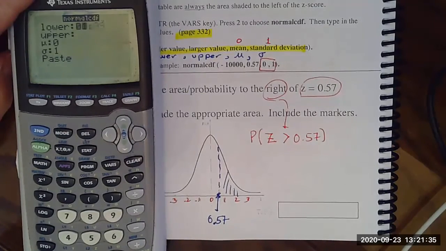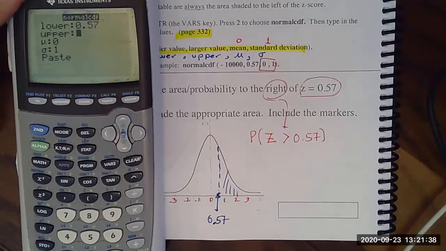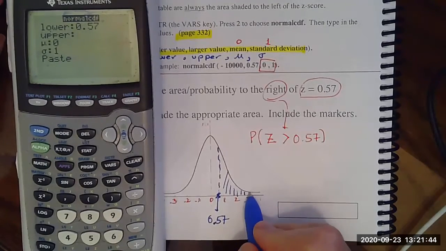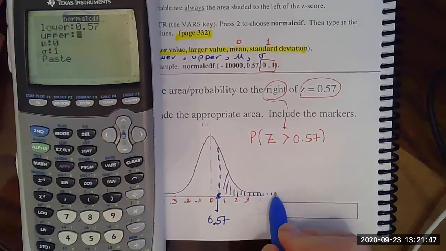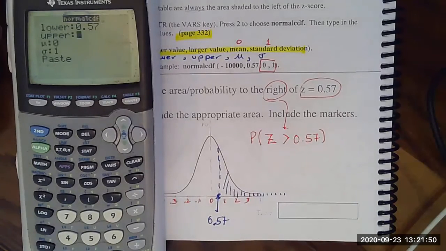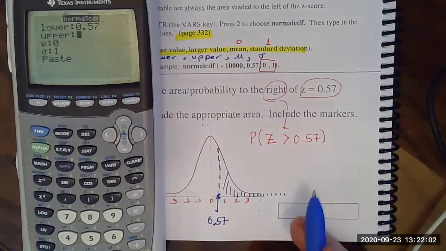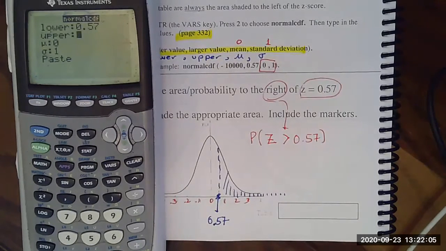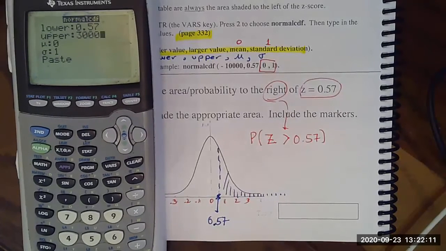Okay, what about the upper? The upper goes forever, like this, forever. Well, how far is forever, Jeff? Like infinity. You're not going to type in infinity, but pick a really large number. Go way beyond 3. How about 3,000? That works. 300 would have been okay too, or 3 bazillion.